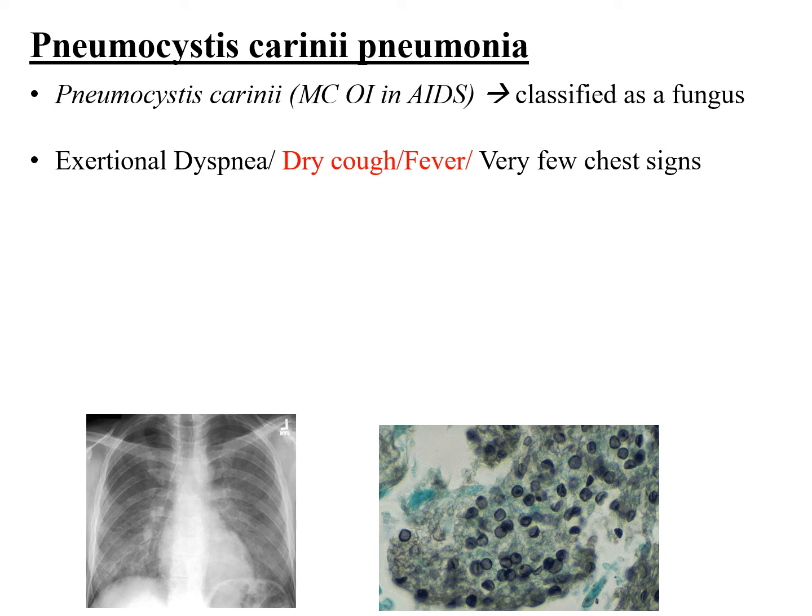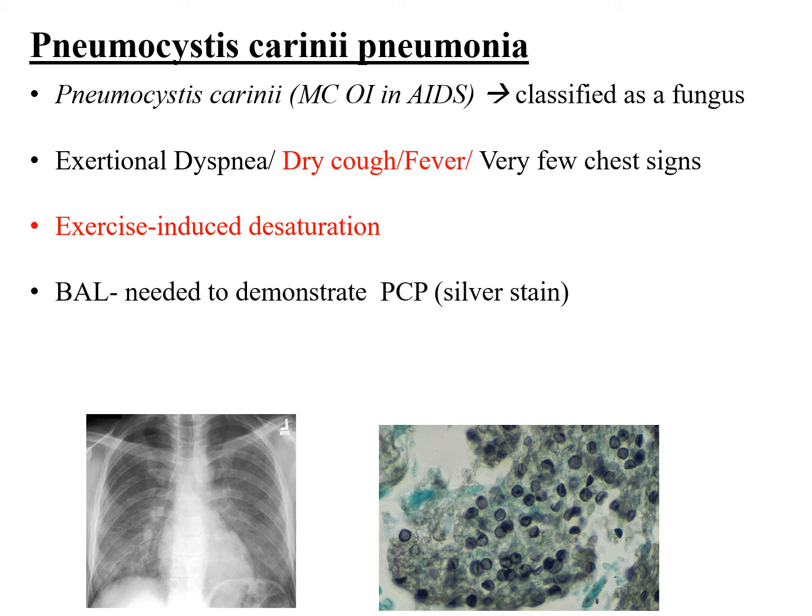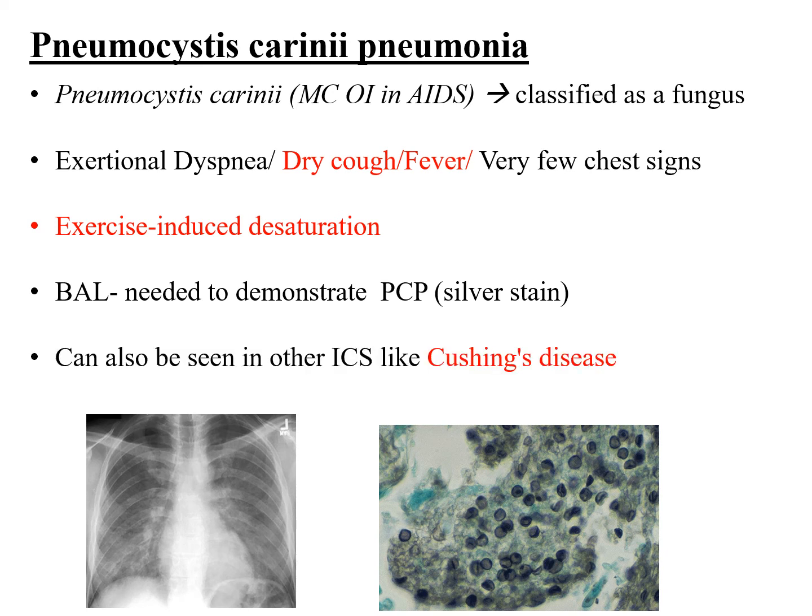If you do a clinical examination, you may not find any visible clinical signs. The key in the history is exercise-induced desaturation. That's a key point you should look for whenever you read the question stem for the Part 1 exam. On investigation, a chest x-ray could be normal, or the patient might have paracardiac infiltrates. If you do a bronchoscopy and bronchoalveolar lavage, you can see the organisms, which are specifically stained with silver stain.